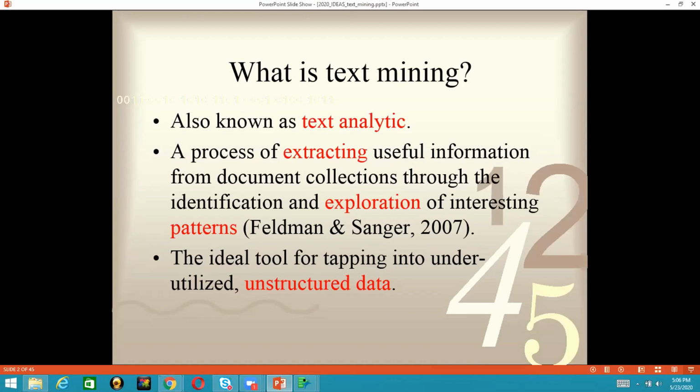What's text mining? Well, text mining, also known as text analytics, you may say it's a process of extracting useful information from documents, from non-numeric data, open-ended data. The process, the means, is data exploration, look around, search around. The ultimate goal is pattern recognition. So what is the big picture, the overall landscape?